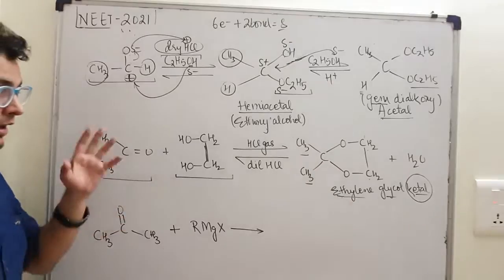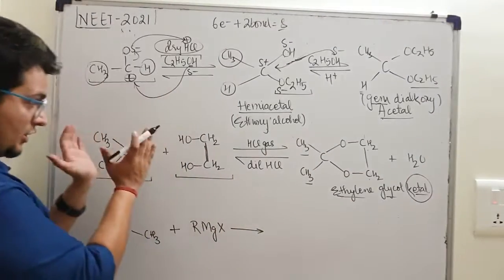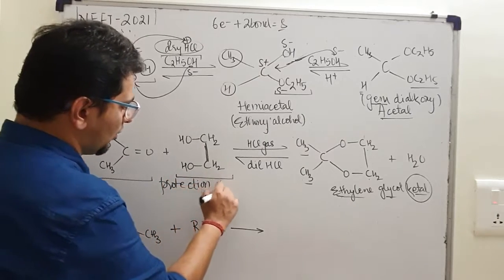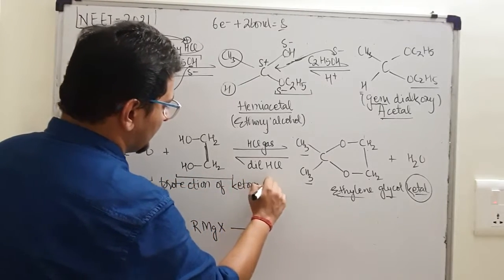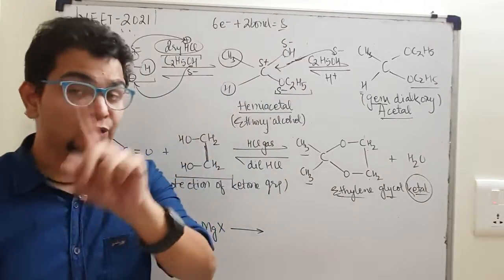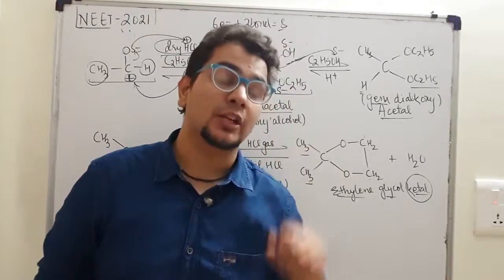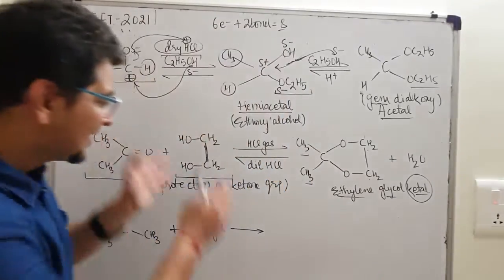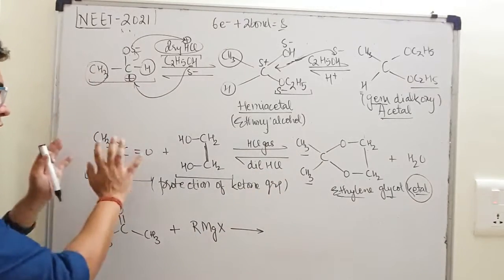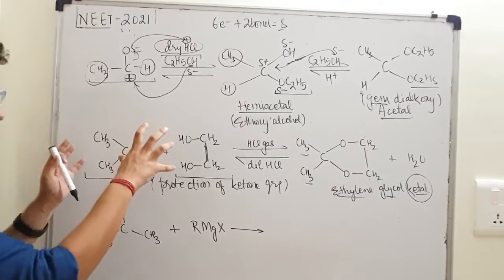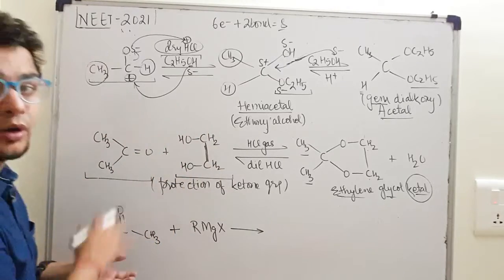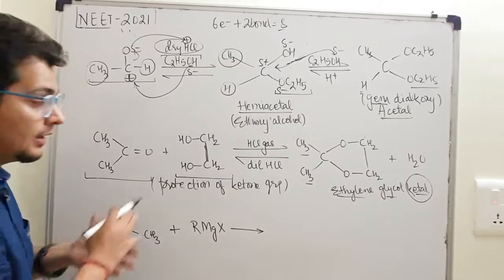Clear, bhaiya? Now the beauty of this reaction is that it is used for the protection of the ketone group. The previous reaction, the NaHSO3 reaction, was used for the purification and separation of aldehyde and ketone, and this reaction of ethylene glycol with ketone is used for the protection of the ketone group. How? You want to protect the ketone group from some invader, someone who is ready to react with it. You should give ethylene glycol, ethylene diol we can say.